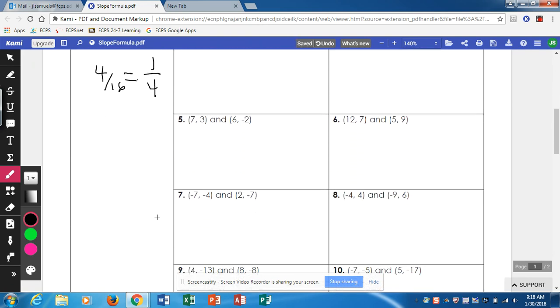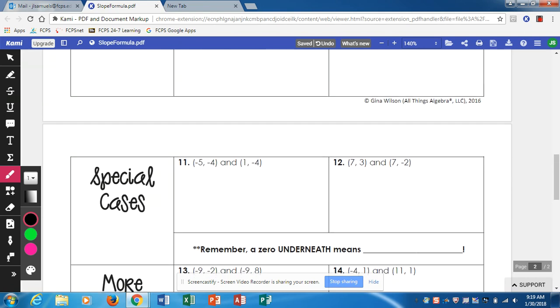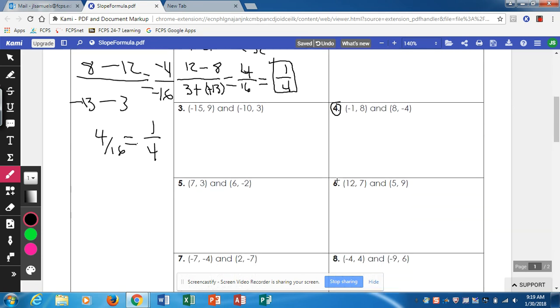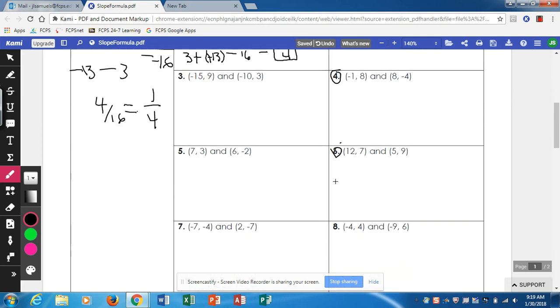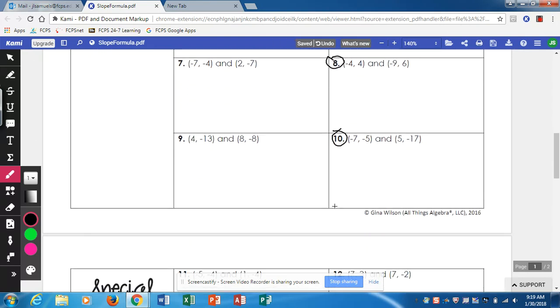Okay. So now, once you go ahead and do the rest of those on your own, matter of fact, you guys can go ahead and just knock out the even ones. Okay. So that's 2, 4, 6, 8, 10 on that first page.